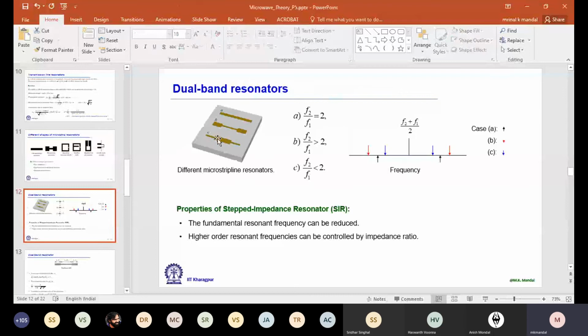Well, let us consider the dual band scenario in detail without much mathematical analysis. If you look at the figure, I'm considering 3 different situations. In the first case, it is a uniform microstrip line. In the second case, it is a stepped impedance line. Third case also stepped impedance line.